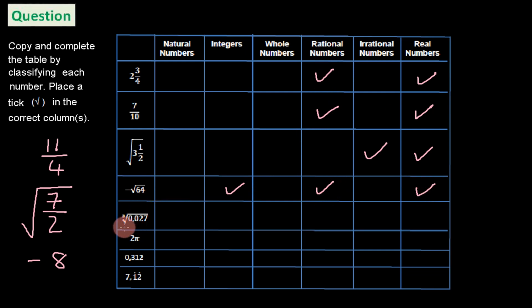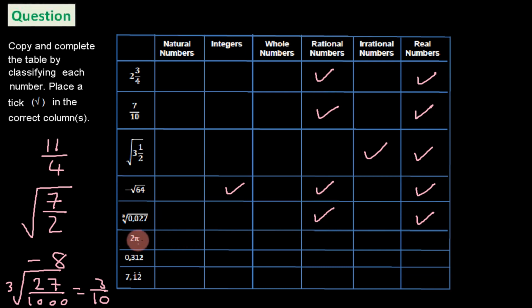Then we have the cube root of 0,027. Now, 0,027 can be written as 27/1000. So basically the cube root of 27/1000. Both 27 and 1000 are perfect cubes. So the cube root of 27/1000 is 3/10. So once again we have a fraction which we know is rational and hence also real.